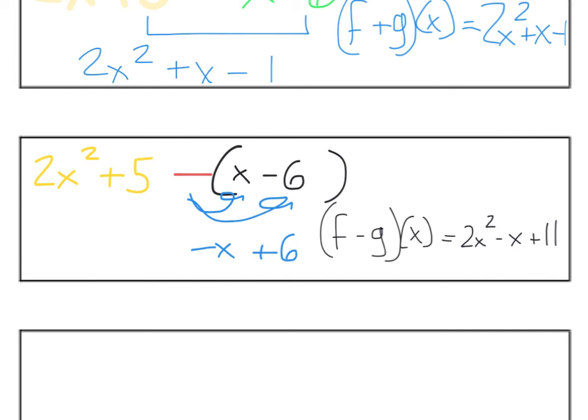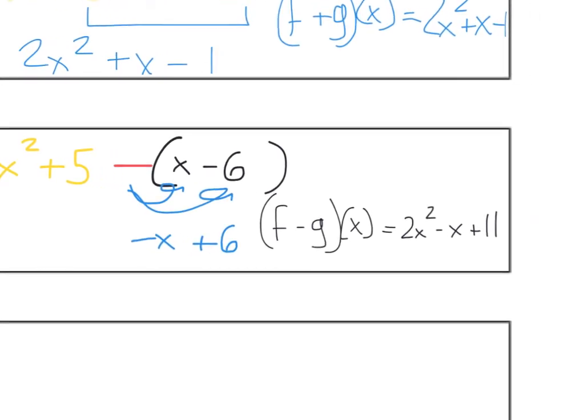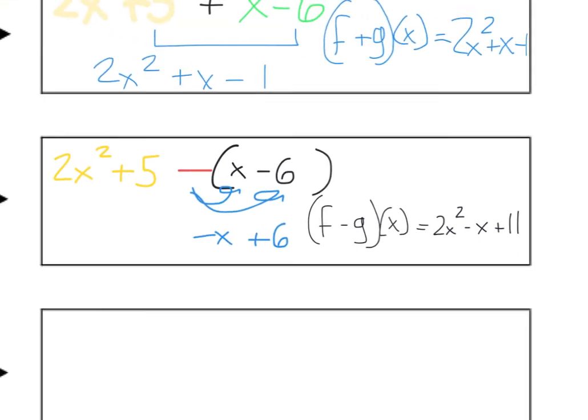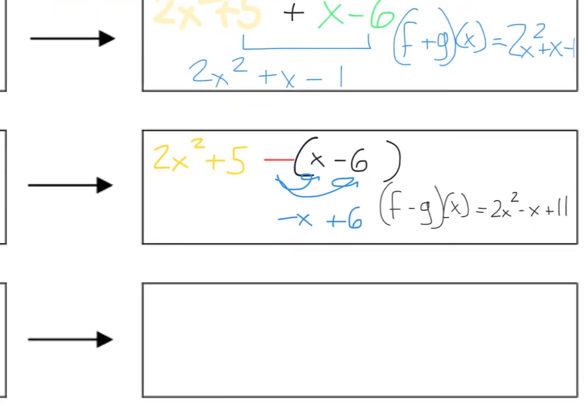And now, instead of having to plug in however many hot dogs I sold into my profit equation and into my expense equation, I could create f minus g of x and plug it in only to this function. It would tell me how much total money I made after selling those hot dogs and paying the expenses. That's operations of functions.